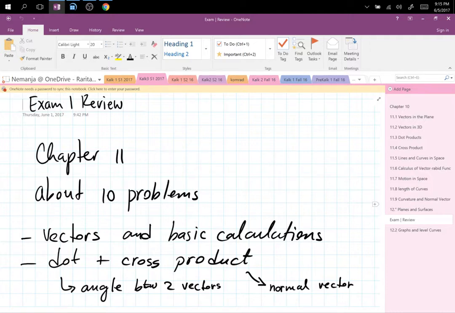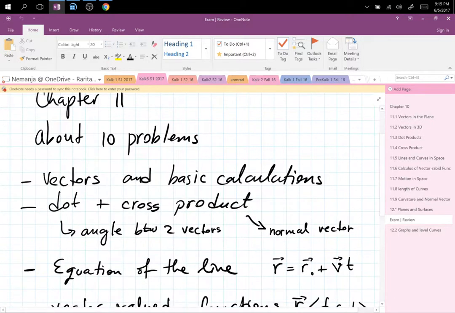So the exam is on chapter 11, about 10 problems, right? We talk about vectors and basic calculations with vectors, meaning adding, subtracting vectors, scaling them by multiplying by a constant, figuring out the direction of 2D vectors and also the magnitude. We're also talking about the cross and dot product, which is the way to multiply vectors, remembering that the dot product can be done in any dimension and the cross product only in certain dimensions, one of which is 3 dimensions.